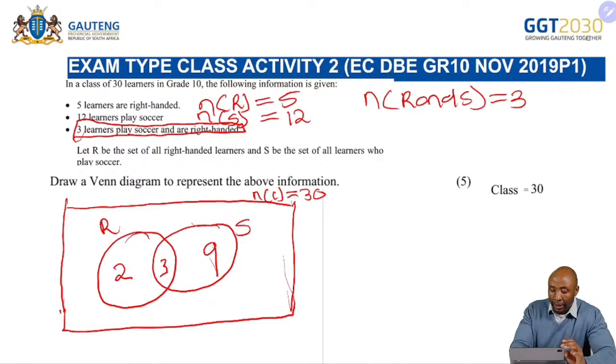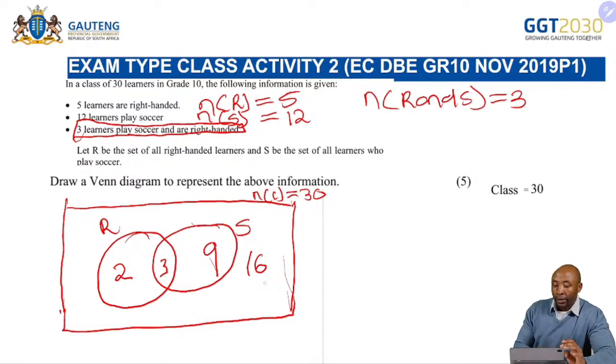Now, let's check. 2 plus 3 plus 9, those that are right-handed and also play soccer, we have a total of 14, but the class has 30 learners, so 16 are outside the 2 events. So those 16 are left-handed. They are not right-handed and they do not play soccer.